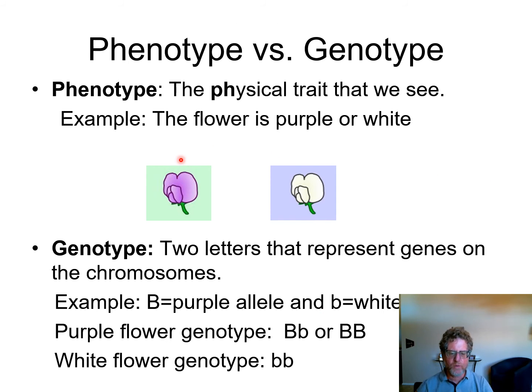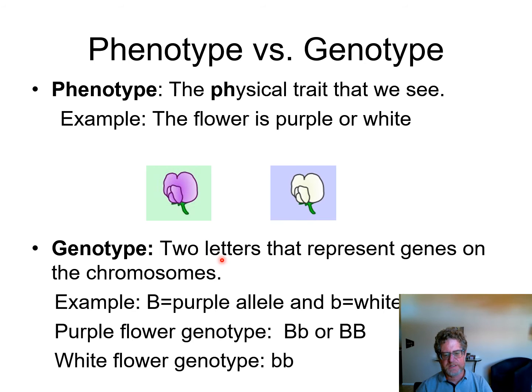When we talk about whether the flower is purple or white, what we see, that's called the phenotype. And I remember that because the physical trait, what we observe, is the phenotype. But there are genes that represent that.